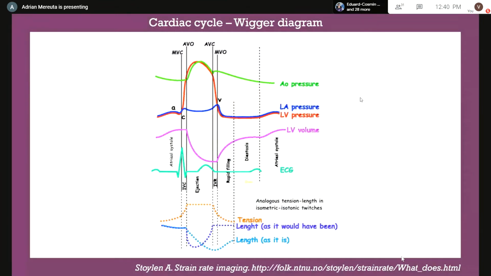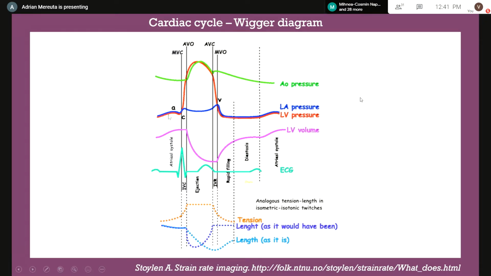What you see here maybe seems a little bit complicated, but look, the green one. Do you see my pointer? Yes. The light green one is the ECG. It's written actually. And this is overlapping with the pressure recorded by cardiac catheterization. The green one is aortic pressure. The red one is the pressure in the left ventricle. The blue one is in the left atrium.